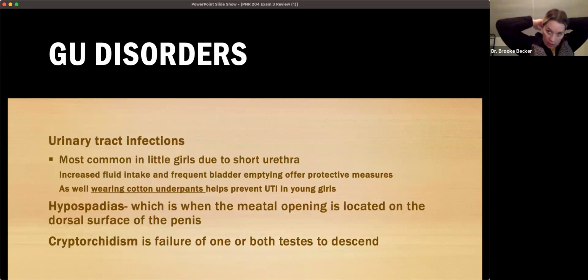All right. GU disorders, UTIs. So this is most common in little girls because of our anatomy. Okay. So making sure that they're drinking plenty of fluids and that they're not holding on to their urine for long periods of time. That can be helpful in hopefully reducing the risk of reoccurrence. Also, not doing a lot of bubble baths and having them wear cotton underwear and making sure that those kids are wiping the correct direction.